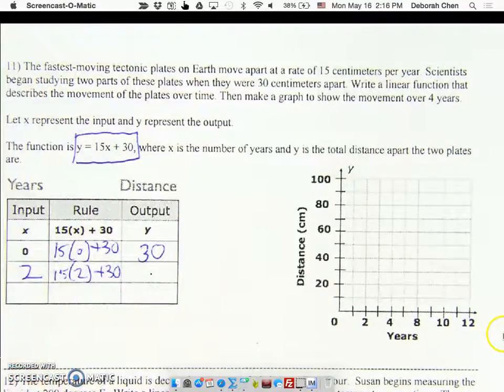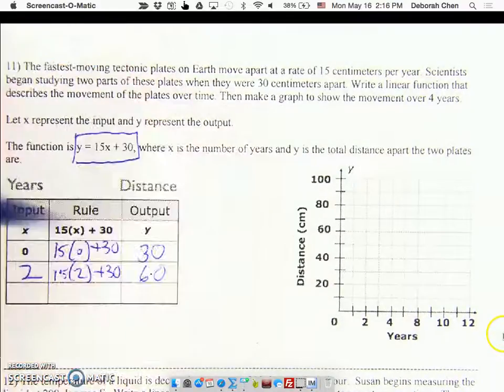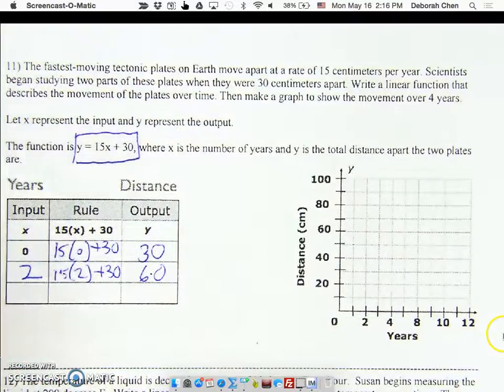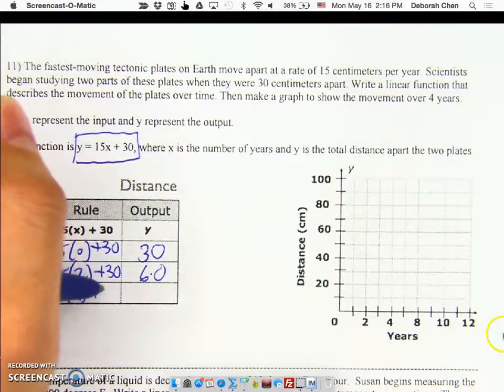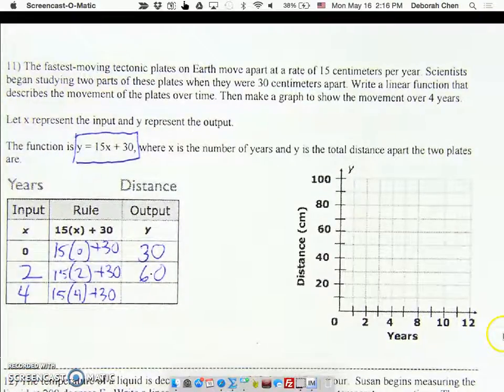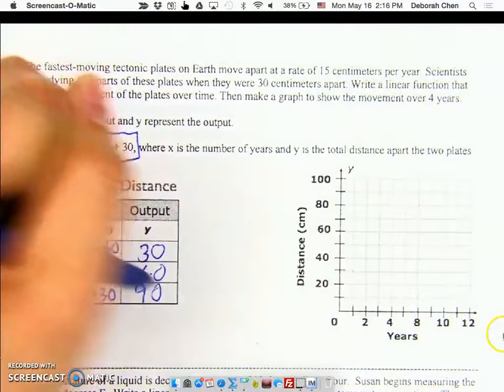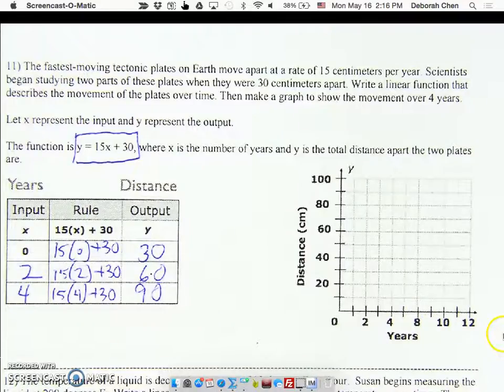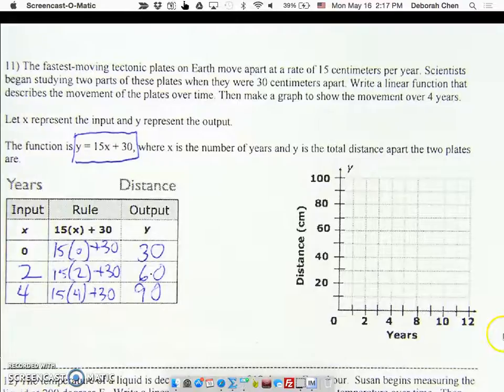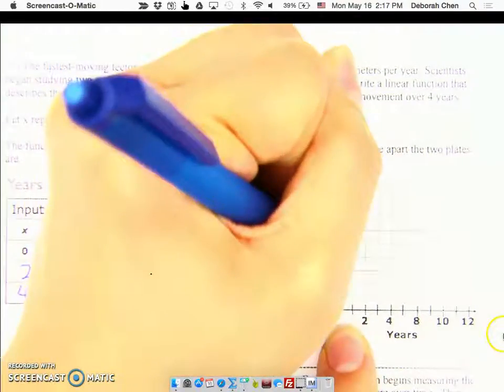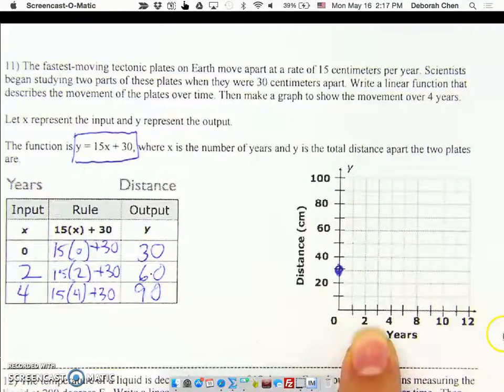How about 4 years later? Kathy? 90. 15 times 4, and then plus 30 is 90. So I'm going to graph this representation of my data here so I can visually see what's going on. So at year 0, it's at 30 centimeters. At 2 years, it's at 60 centimeters. 4 years later, it's at 90 centimeters apart.